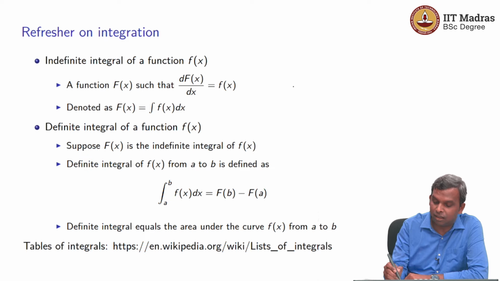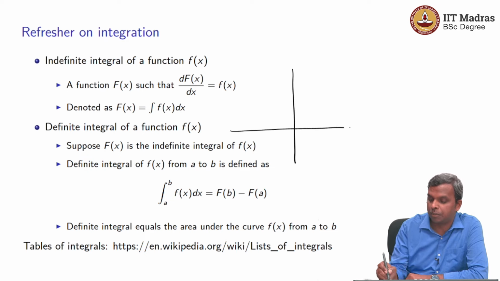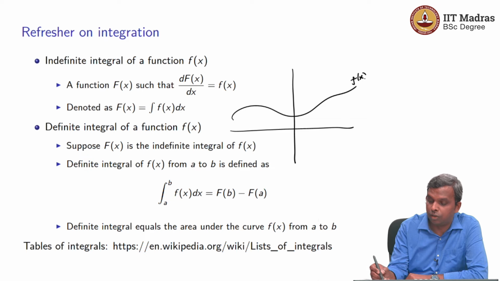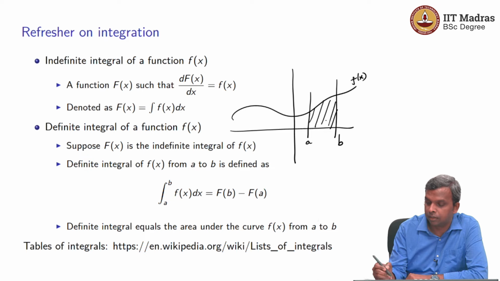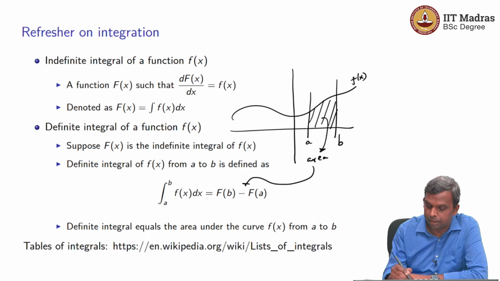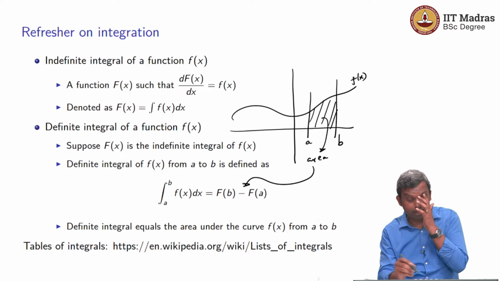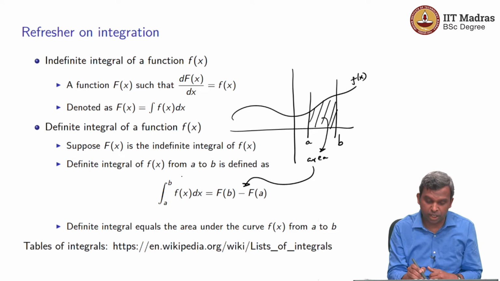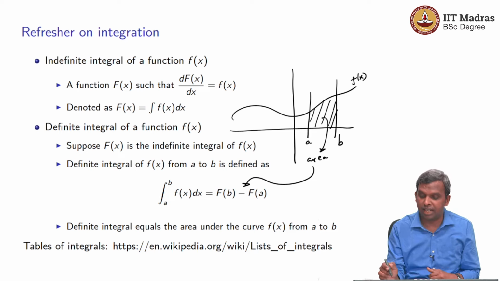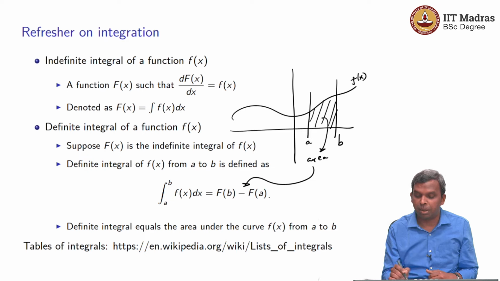So a very common picture is, supposing you have a function f of x. This is a function f of x, and you go from a to b. This area is given by this. Integral a to b f of x dx is just notation for that area, and that's given by capital F of b minus capital F of a.